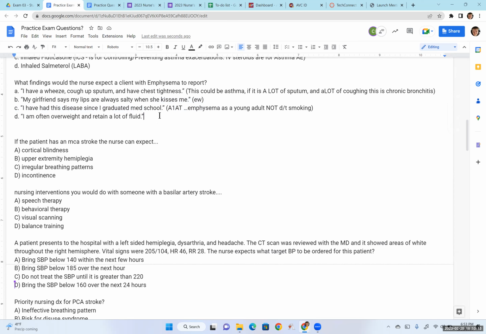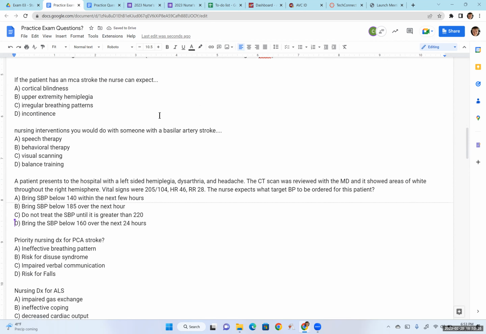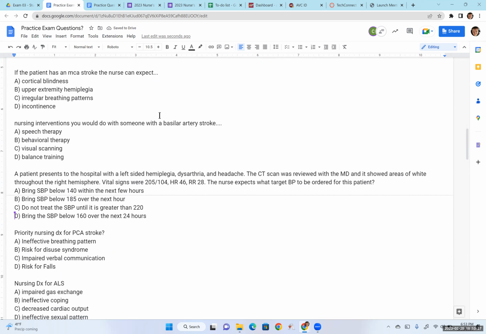All right, I'm often overweight and retain a lot of fluid. What is that? Chronic bronchitis causing cor pulmonale, right? And then the patient has an MCA stroke. What are you going to expect? Cortical blindness is PCA, feeding the occipital lobe. And you can put the other PCA findings because it could easily interchange those, right?